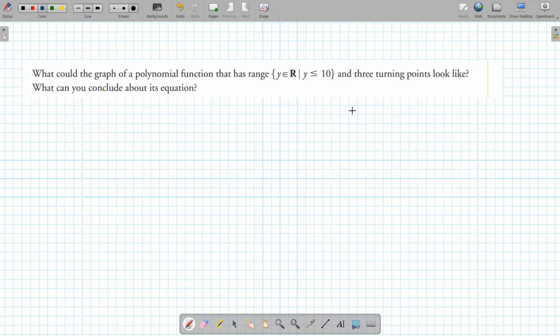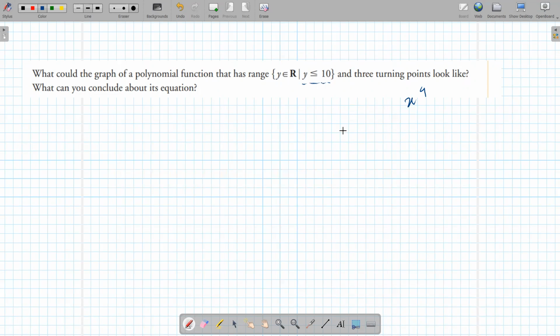It has 3 turning points. So what's the degree? 4. It's degree 4, right? What is the maximum value, or the minimum value? Is it opening up or down? If you look at this, this tells you if it opens up or down. Up. No, y is less than or equal to 10 means 10 is the maximum value, yeah?